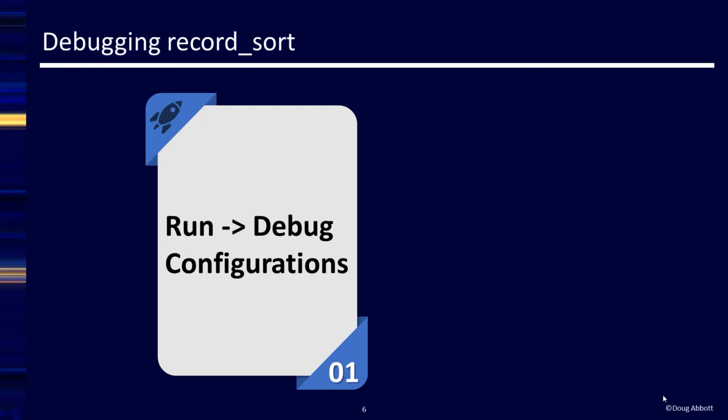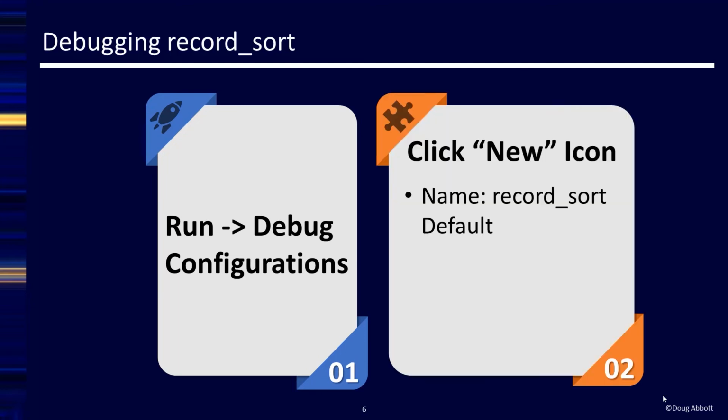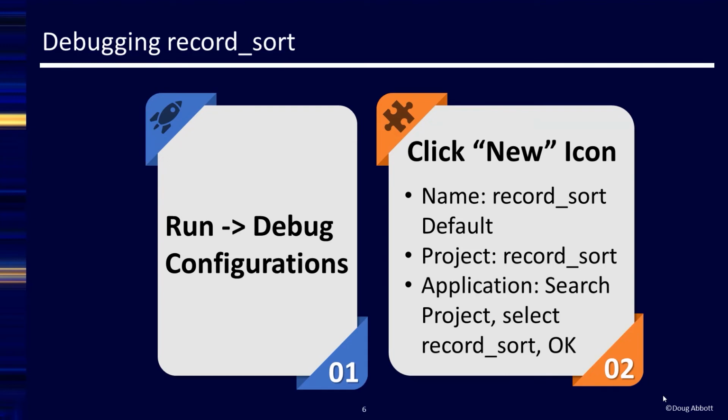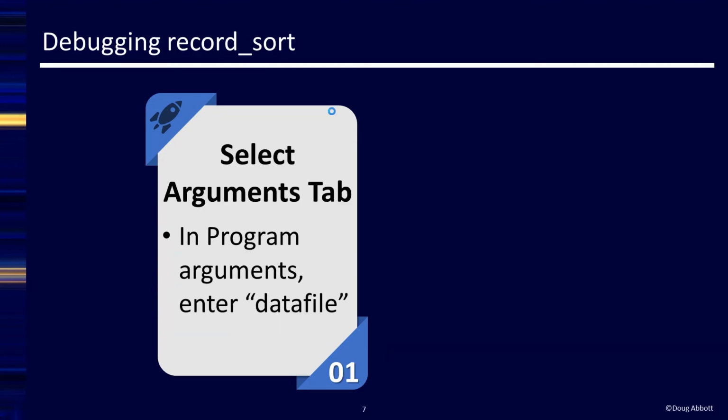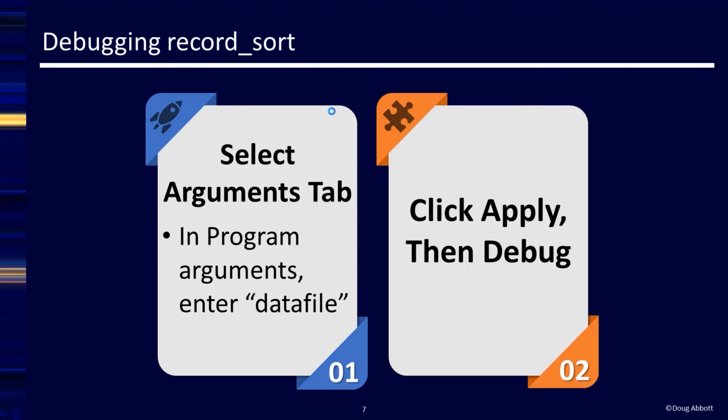In order to debug our record sort application, we have to set up what's called a launch configuration, following the steps shown here. We create a new configuration where the name and project name are already specified. We need to specify an executable by clicking the Search Project button. In this case, we have to add a command line argument. Then click Apply and Debug.